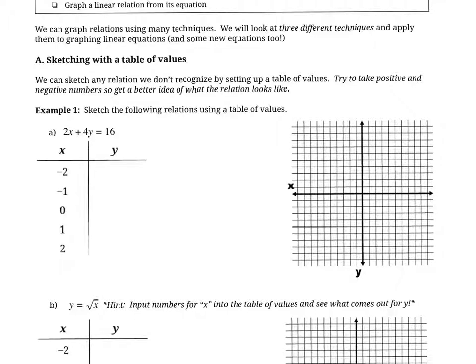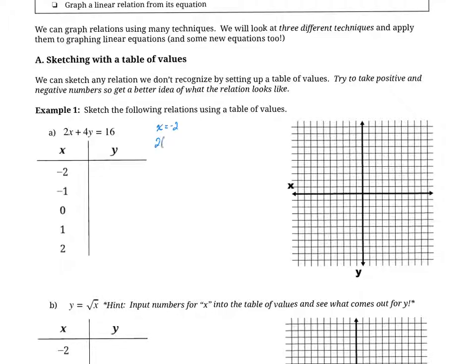Here we have some chosen already for us, and it's always a good idea to choose some negative numbers and some positive numbers just to give you a better idea of what the relation will look like. Now our equation in this example is 2x plus 4y equals 16. To find our y value, we just need to plug in our x values into the equation and solve for y. So our first x value is -2.